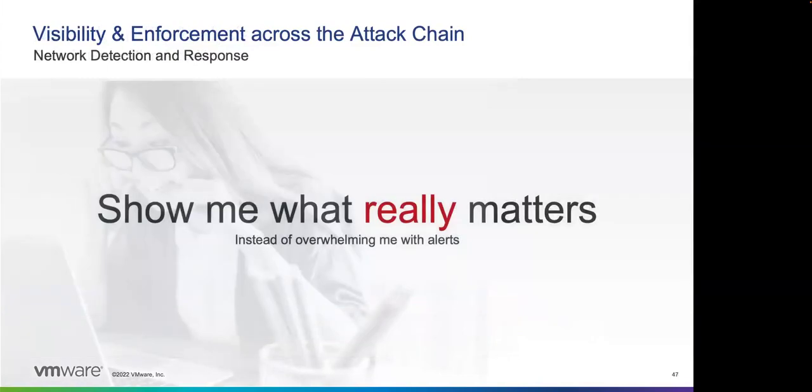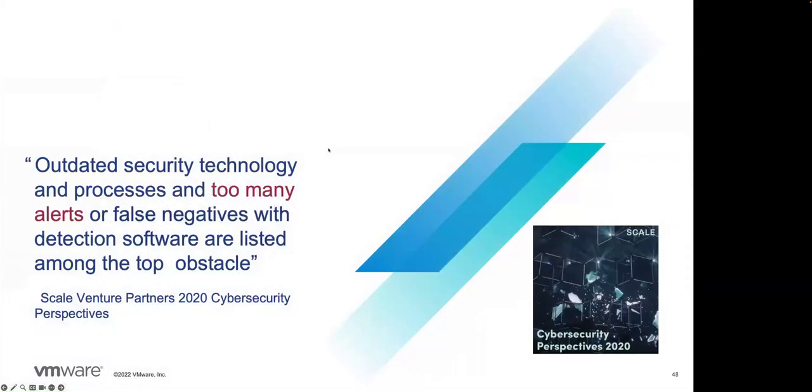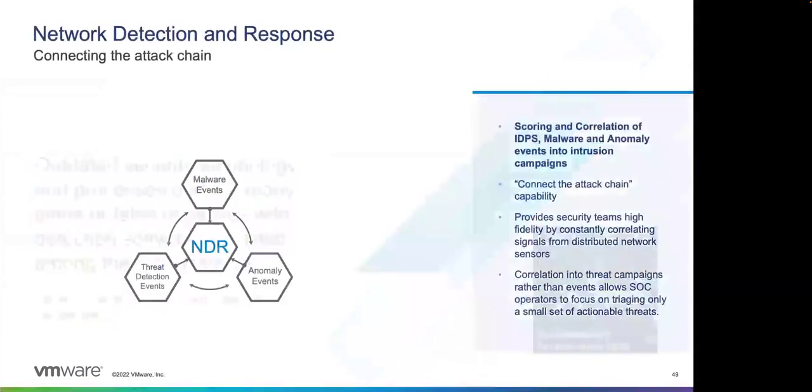So I talked about making sure that in these multi-stage attacks we really want to show you what really matters. We want to get past the outdated security and too many alerts. I want to send you high fidelity alerts. And we're going to get that through NDR. So with NDR, we are going to gather all the different types of alerts that vDefend has, from malware events to threat detection events to anomaly events. And then we're going to take those, gather them, and correlate them in NDR. We want to connect that attack chain.